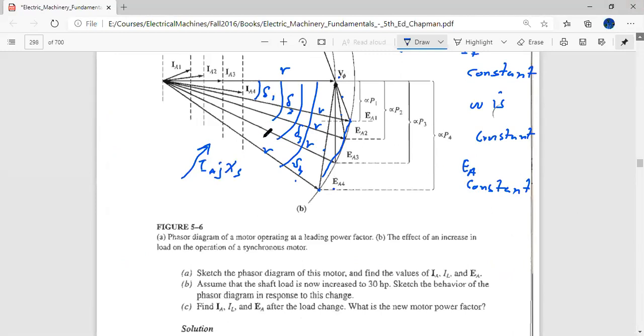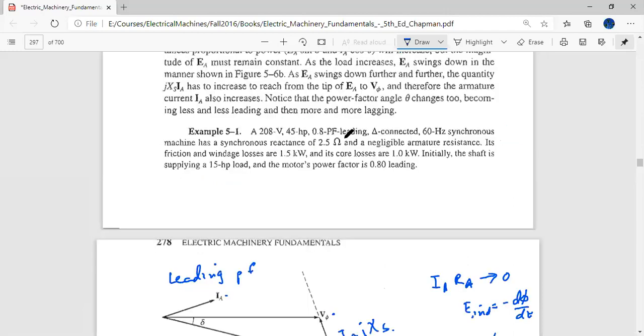Okay, so now we have a 208 volt, 45 horsepower, 0.8 power factor leading. So in the case of a synchronous motor, you can get a leading characteristic or a lagging characteristic. It is delta connected. That means V phase will be equal to V line, but I line will be equal to root 3 times I phase, and the per phase circuit is always drawn in the phase parameters.